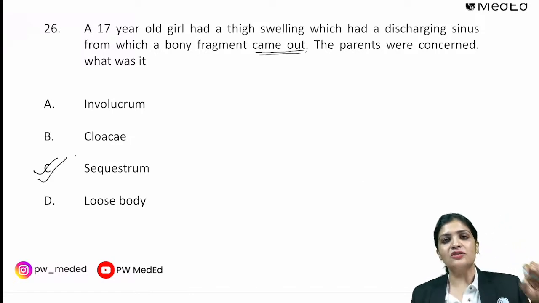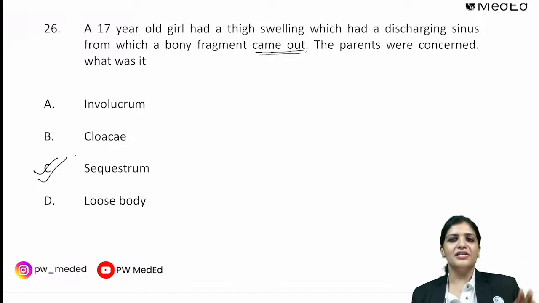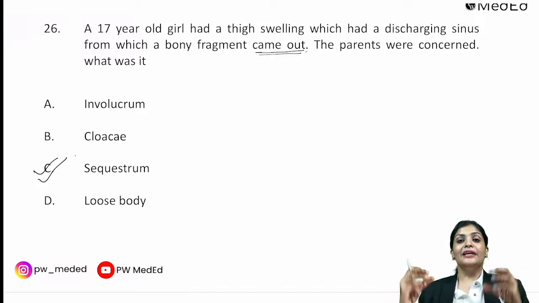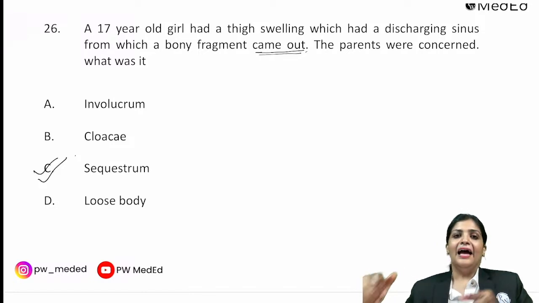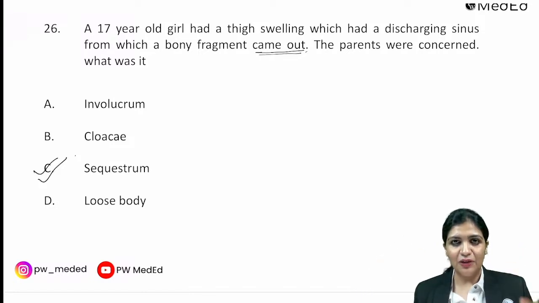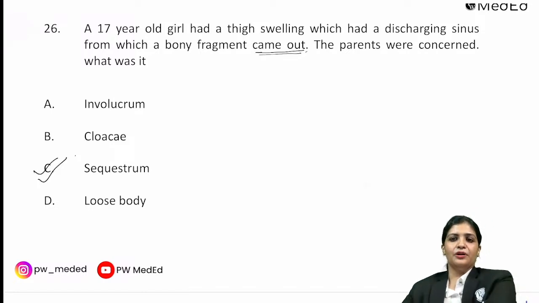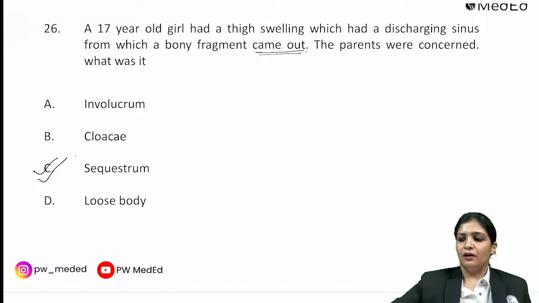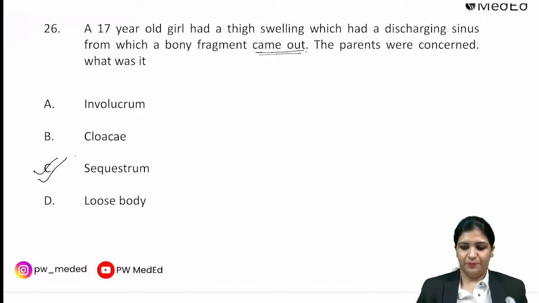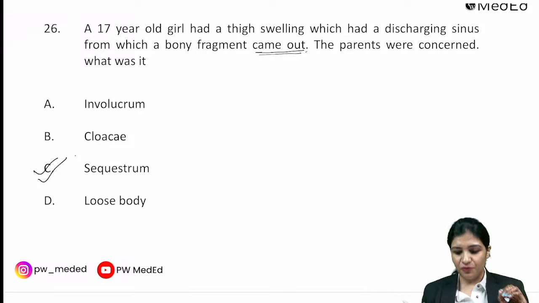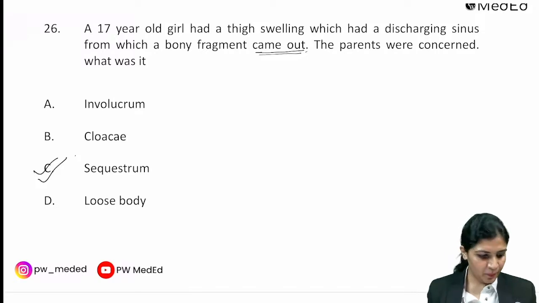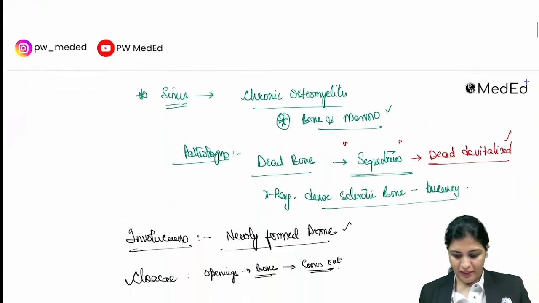Cloaca are just the openings on the bone which allow the sequestrum to come out. Involucrum we already dealt with yesterday and today: it is the new bone which is formed along the older bone. What you have to remember is that on the x-ray the dense sclerotic bone is the sequestrum, which is surrounded by a halo, and the involucrum is the new bone formation. These are the terminologies you have to remember for chronic osteomyelitis, and this is also a very important topic for the exam. So that is the answer.